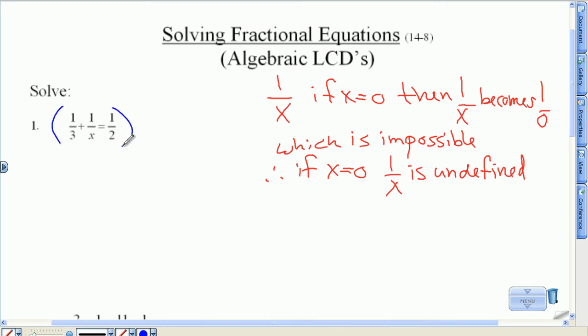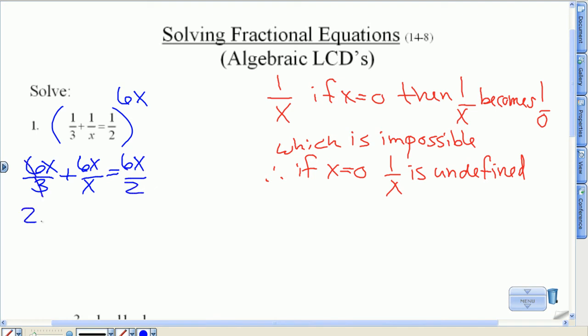We're going to do the same thing we've been doing the last couple of days. I'm going to multiply by the least common denominator, which in this case is 6x. You'll notice I got that by multiplying all the denominators together. That's probably not the best way to do things when there's variables in the bottom, but for this particular problem it works fine. Alright, so I'm going to get 6x over 3 and a 6x over x and a 6x over 2.